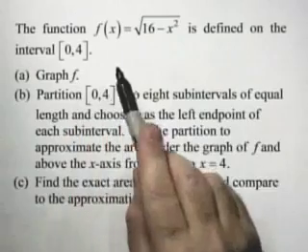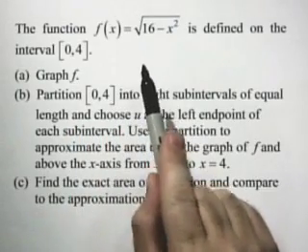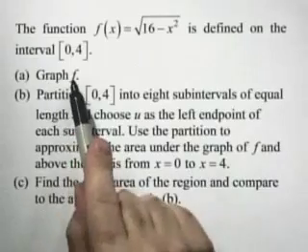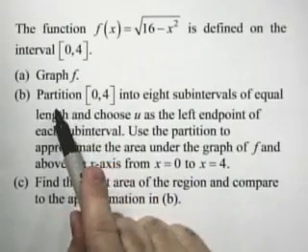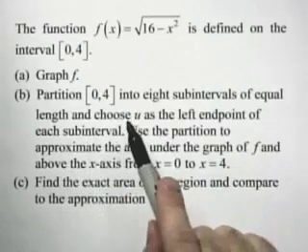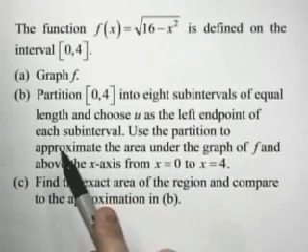In this problem, we're going to approximate the area of a region. The function f of x equals the square root of 16 minus x squared is defined on the interval 0 to 4. We want to graph the function f. We want to partition the interval 0 to 4 into 8 subintervals of equal length and choose u as the left endpoint at each subinterval.